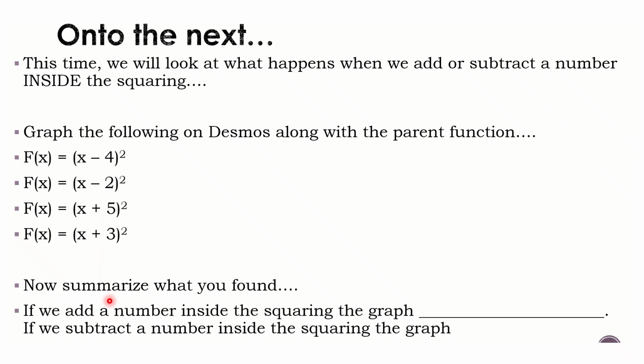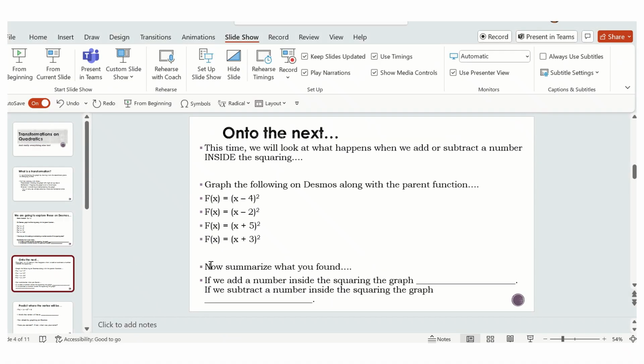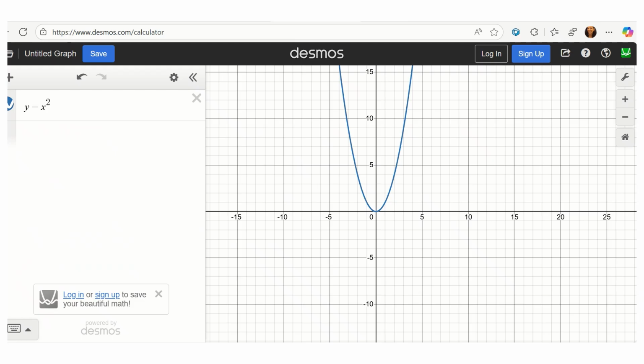And you're going to do the same thing. Summarize what you found. If we add a number inside the squaring, the graph does what? If we subtract a number inside the squaring, the graph does what? There we go. Okay, so let's hop on over to Desmos.